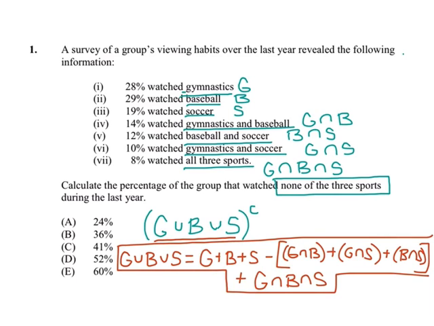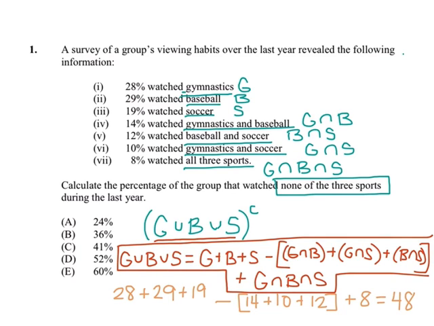So G is just 28. Plus B is 29. Plus S is 19. Minus G intersect B, which is 14. G intersect S is 12. It's 10. And B intersect S is 12. And then we need to add back in the intersection of all 3, which is 8. So when I add all this up, I end up with 48, or 48%.